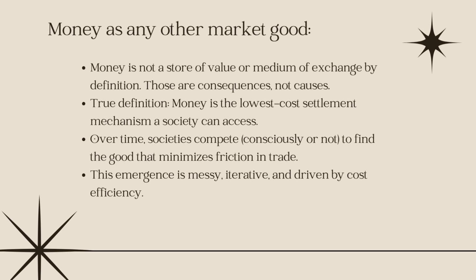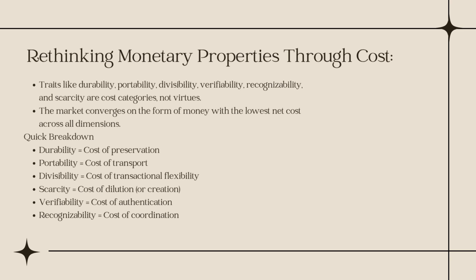Often people define money as a store of value, medium of exchange, and unit of account. Those to me are consequences or emergent properties, not the root of what money actually is. Over time, like we just said, money goes through the same market weeding out process that other goods and services go through, and whether consciously or not, eventually the dominant monies that emerge are the ones that minimize friction or cost in trade. Now, in order to better understand this, let's go through the objective monetary properties, but reframe them through the lens of cost. Most people are familiar with these objective monetary characteristics, but we'll go through each one real quick.